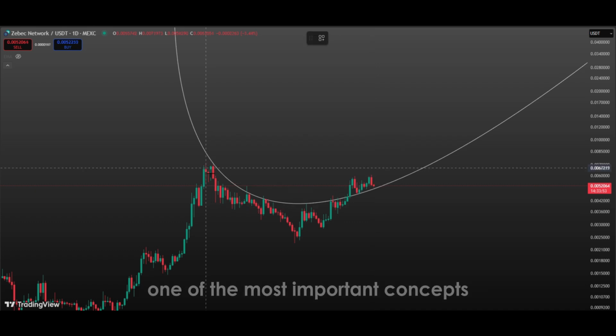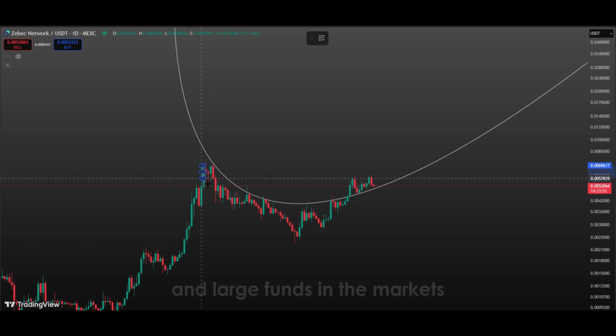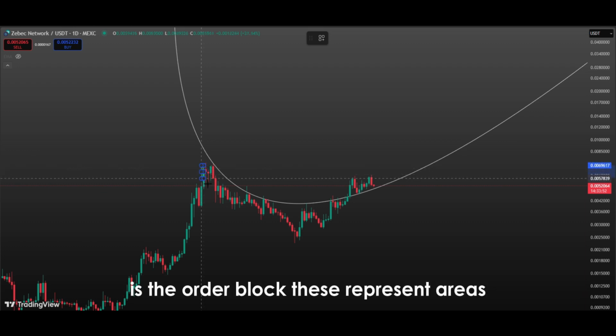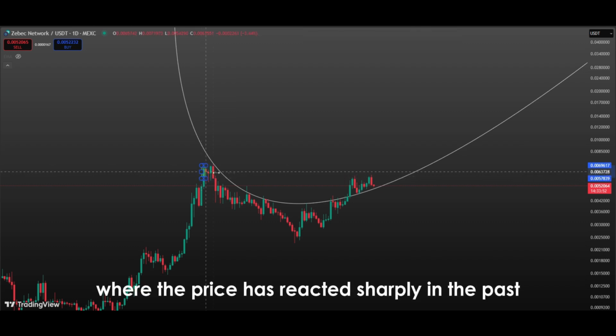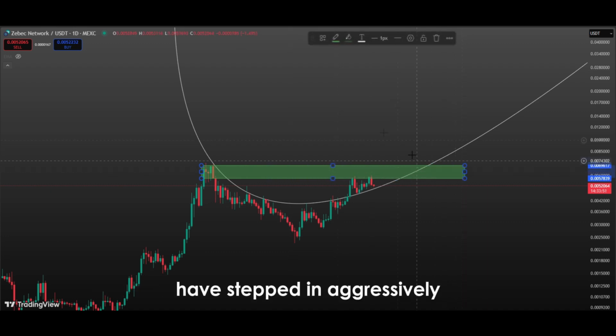Stay tuned. One of the most important concepts closely followed by professional investors and large funds in the markets is the order block. These represent areas where the price has reacted sharply in the past and where either buyers or sellers have stepped in aggressively.